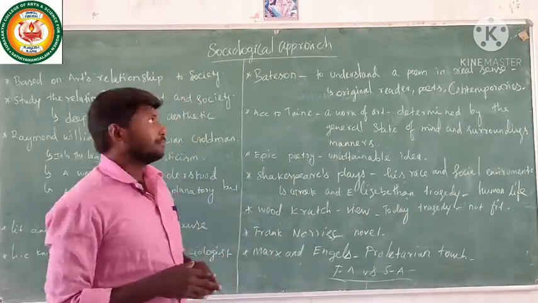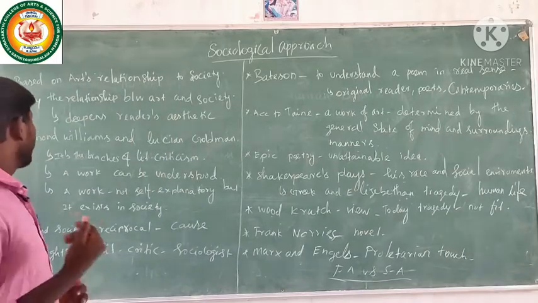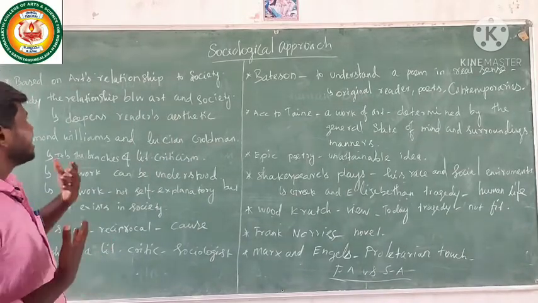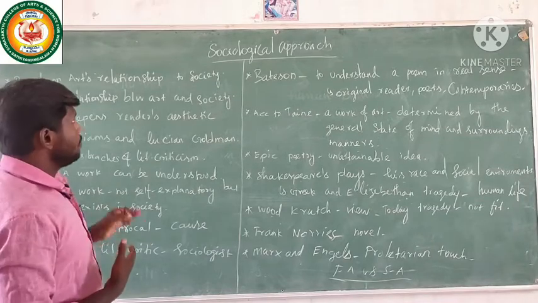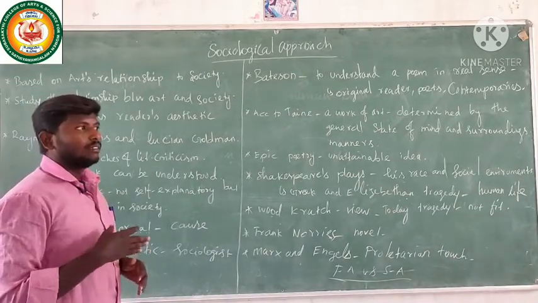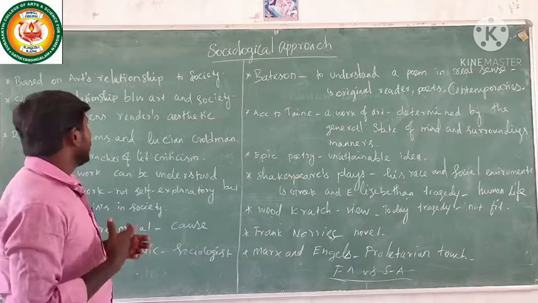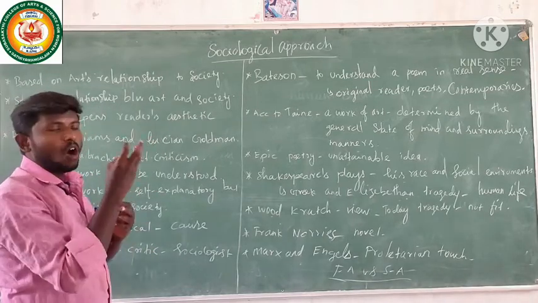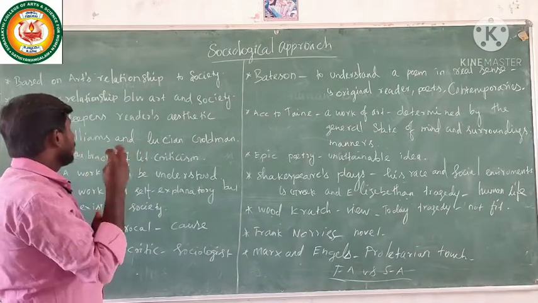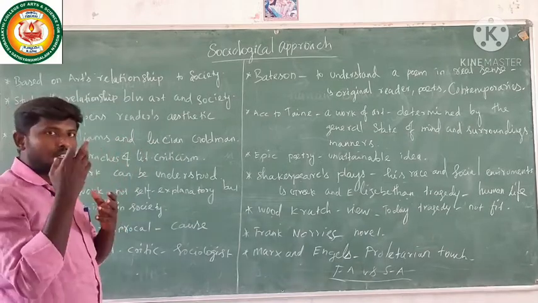So the sociological approach is based on art's relationship to the society, as I mentioned in the beginning. It is simply finding out the root, the main source of art. What is the relationship between art and society?